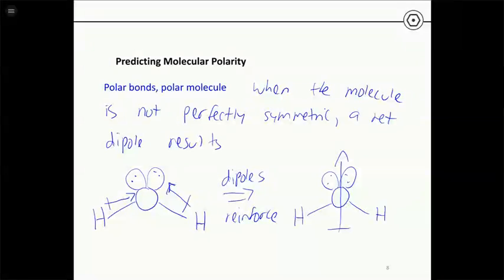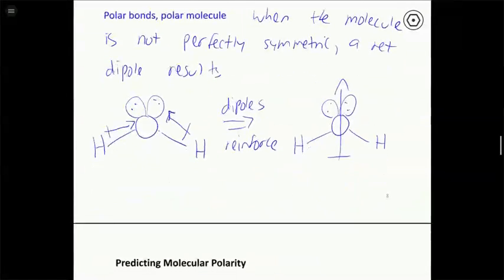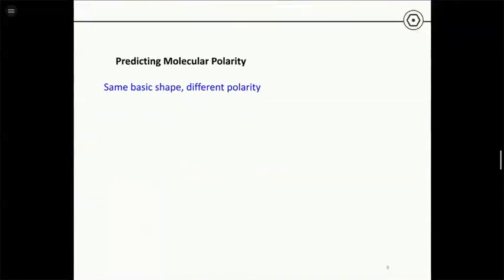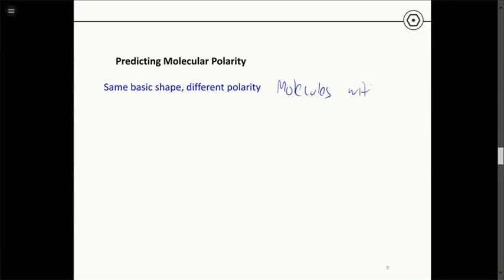And then finally, there are some examples where, as I said, the polarity is largely determined by the shape of the molecule, but it is possible to have a case where two molecules have the same basic shape, the same AXE notation, but different polarities. To give you some examples of this, molecules without lone pairs can be polar, but for this to happen, they have to have more than one type of outer atom.